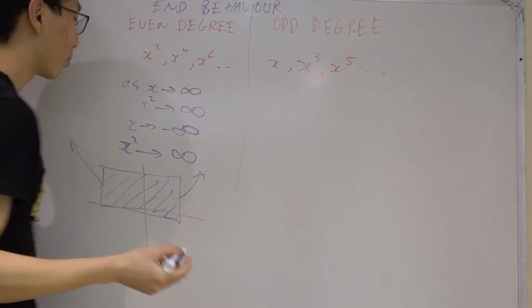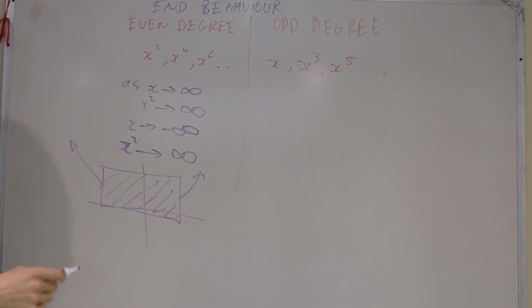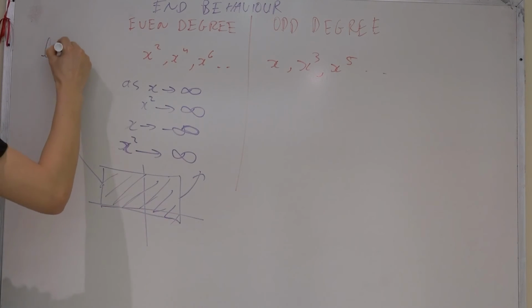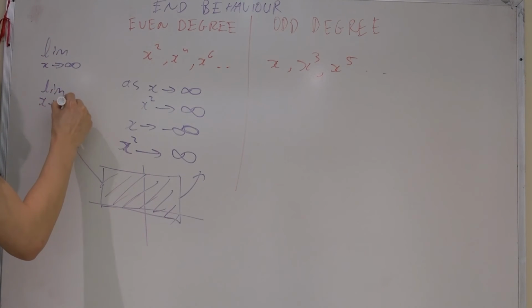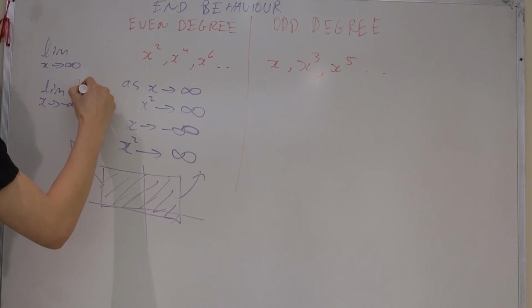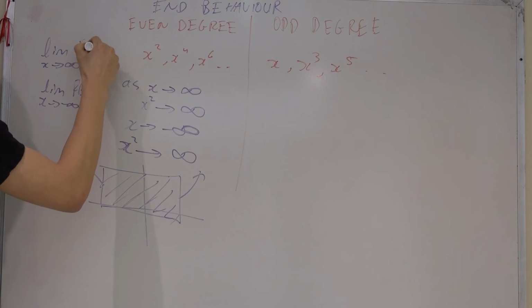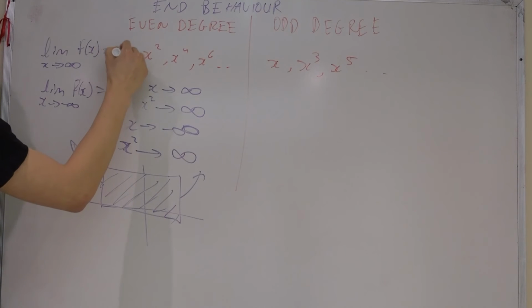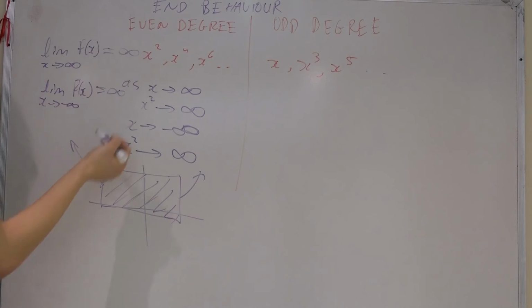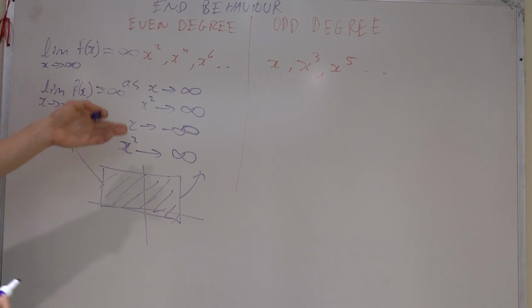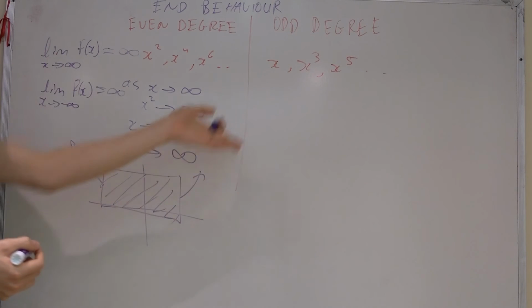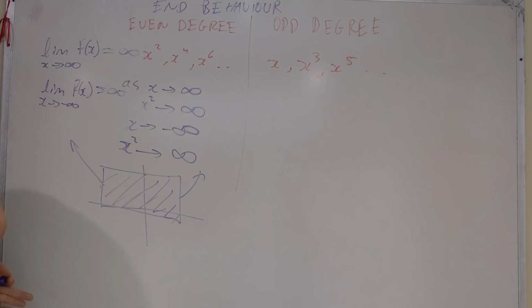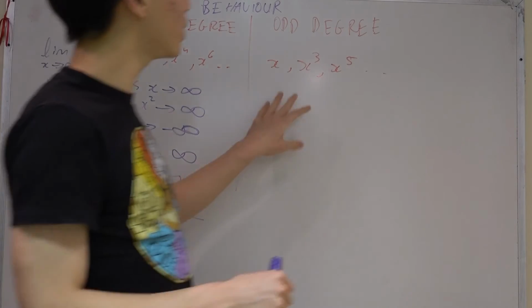Using limit notation, we can write this really nicely. We'll write it like this. So limit as x approaches infinity, or limit as x approaches negative infinity, and we just found out that for even degree polynomials, f of x is equal to infinity. Now, again, remember, infinity is not a number, this is just notation to tell us that as x becomes really big, so does the function. And as x becomes really negative, the function becomes really big. Okay? Now, what happens if you do odd degree?